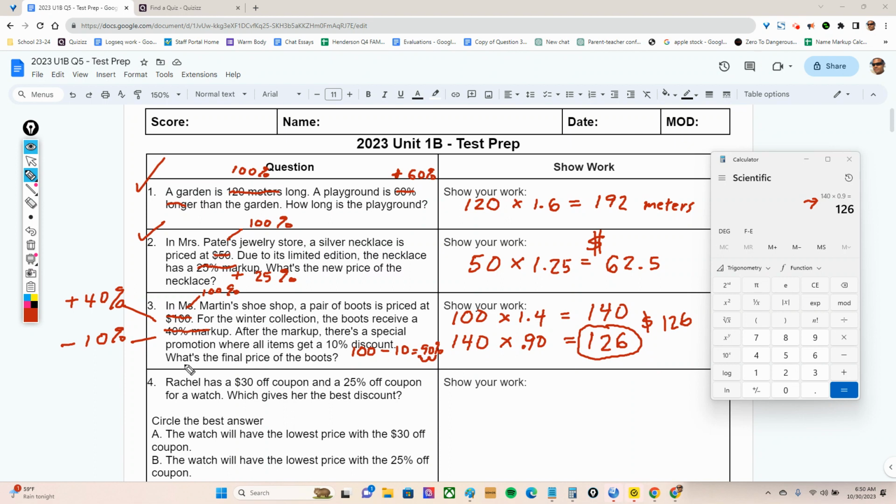Now, if we would have subtracted and did 30, the 40 minus 10, and did 30%, we would have got $130, which would have not been correct. So that's why you have to do it in 2 steps and not try to shortcut and do it in 1 step. All right, take a pause. So we're done with that question.